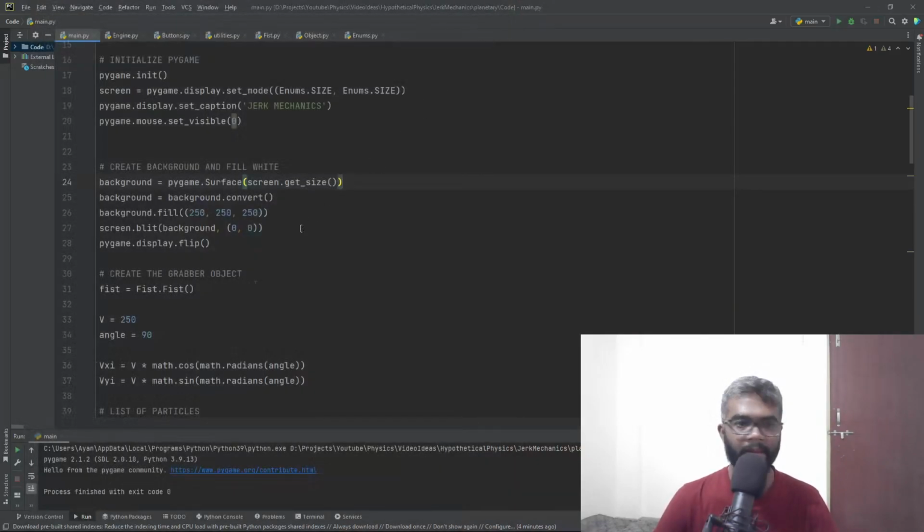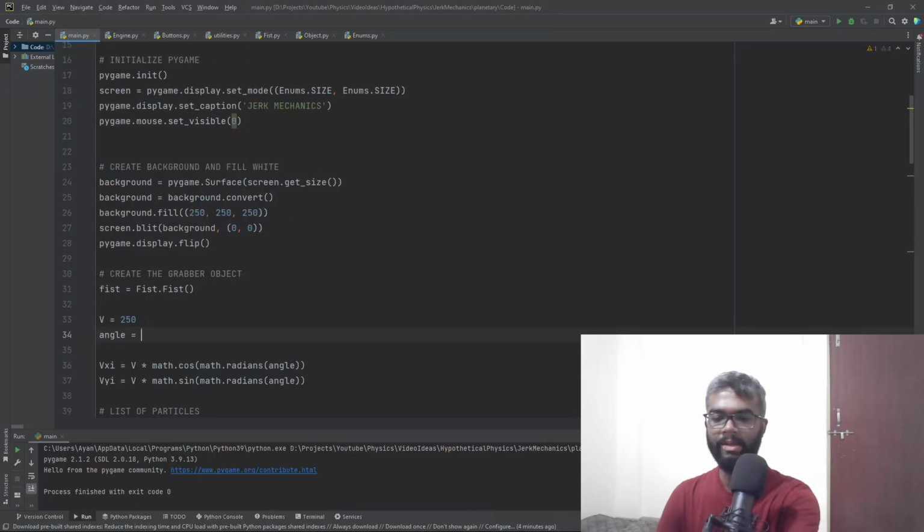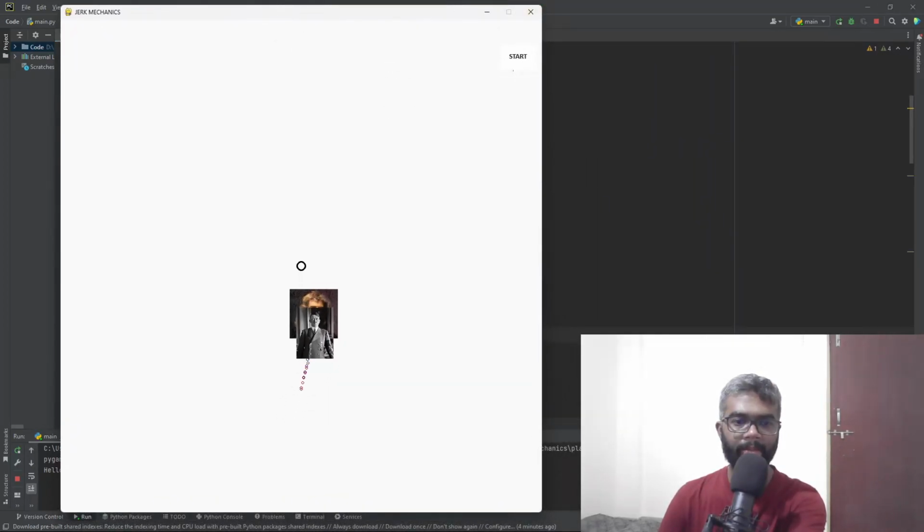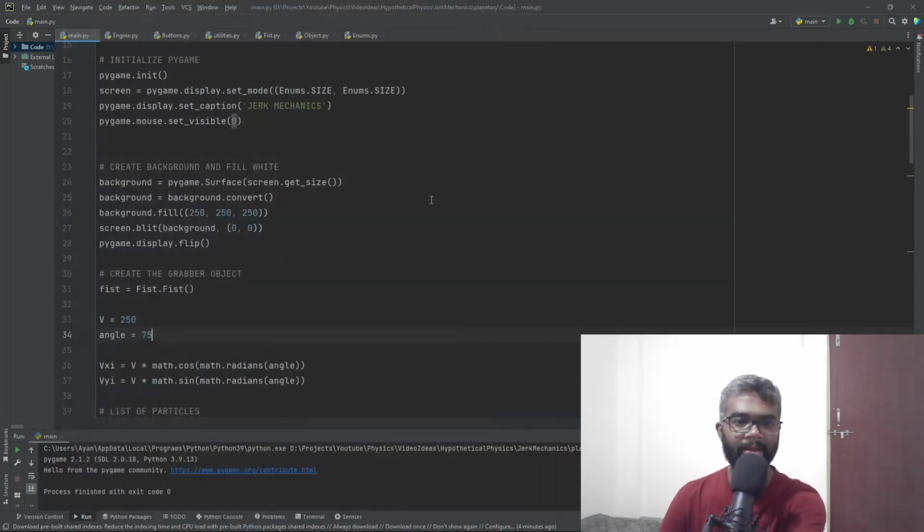But I can change this angle from 90. I can change this angle to 75 and rerun the simulation. Let's see what happens. So with an angle of 75, what really happens is this Newtonian object eventually curves and falls. But surprisingly, this jerk object just escapes the gravitational field entirely.